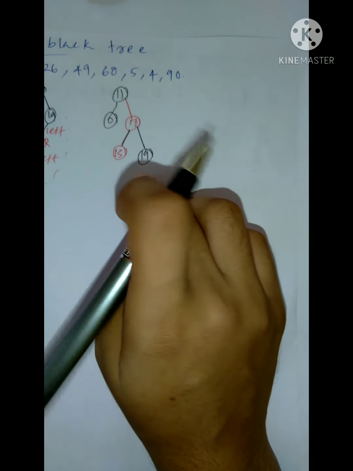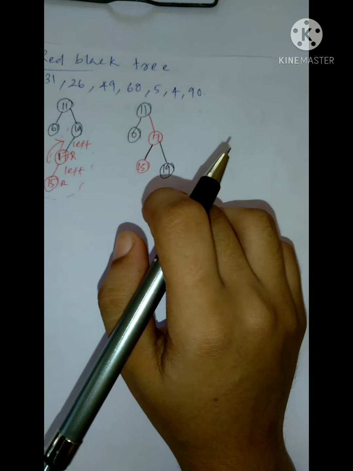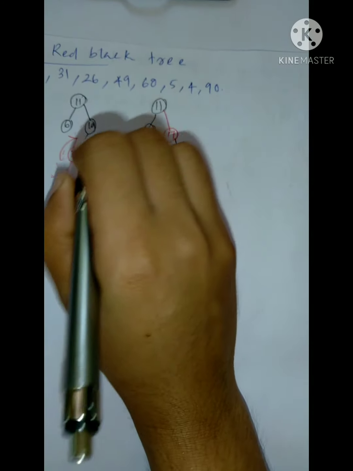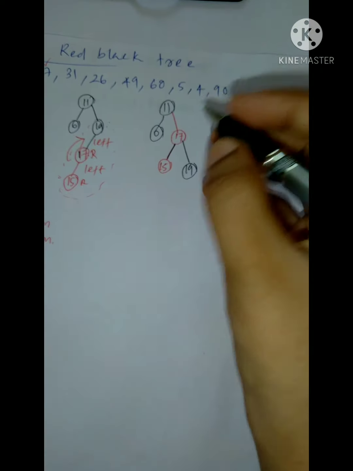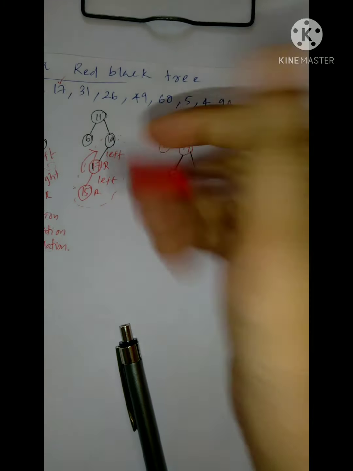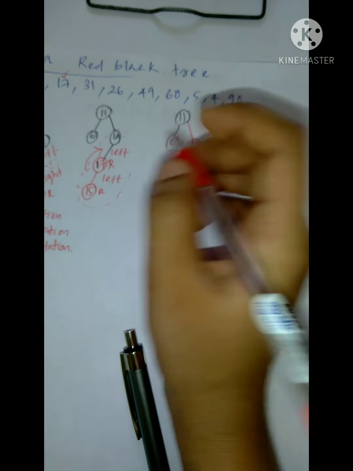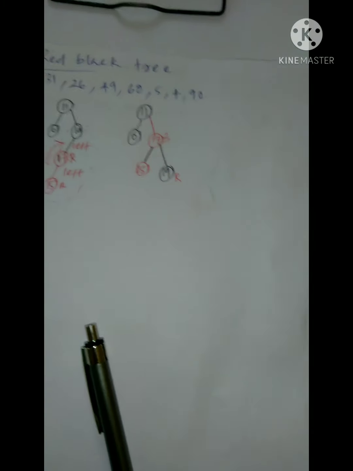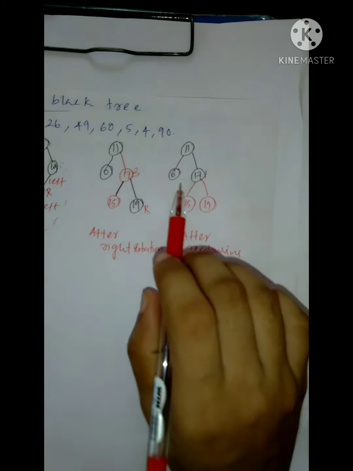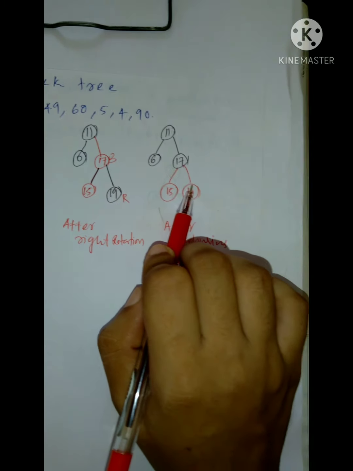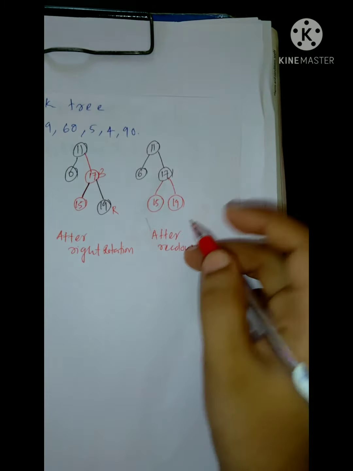Then we want to recolor. That was our rule. So we want to recolor only these two. That is, 19 will become red and 17 will become black. This will become black and 19 will become red. After recoloring we will get this. Okay, then we have inserted 17 also.